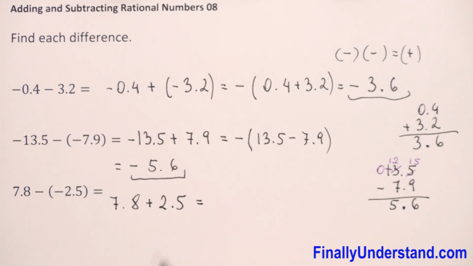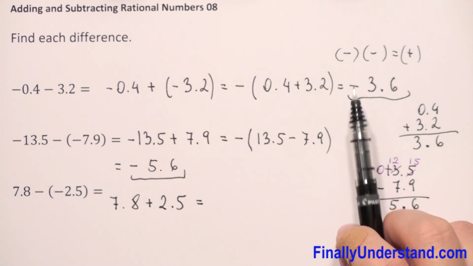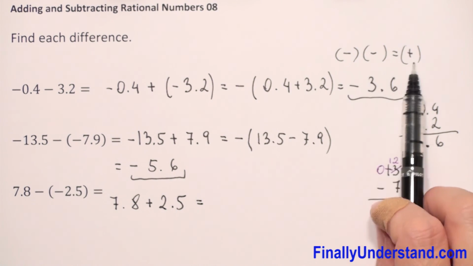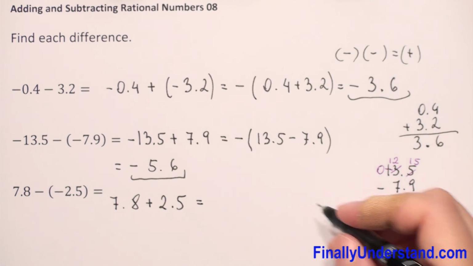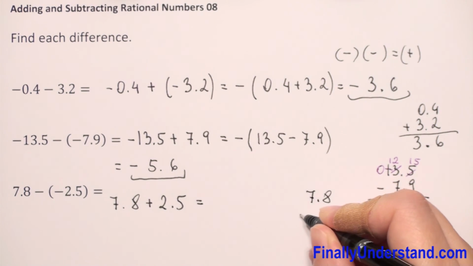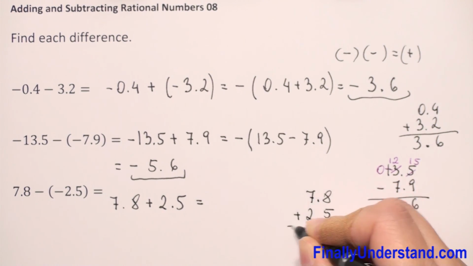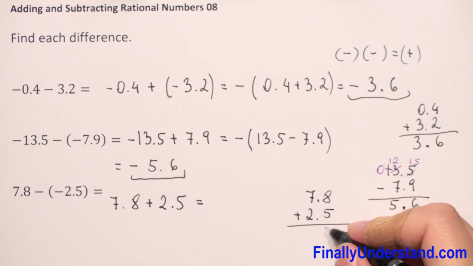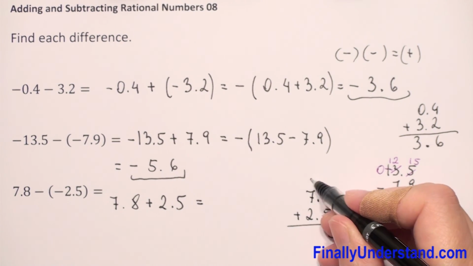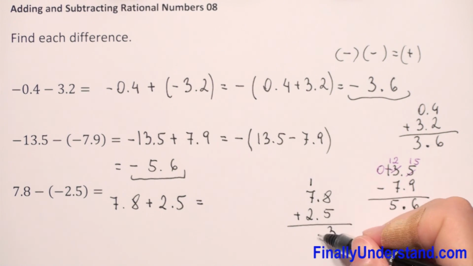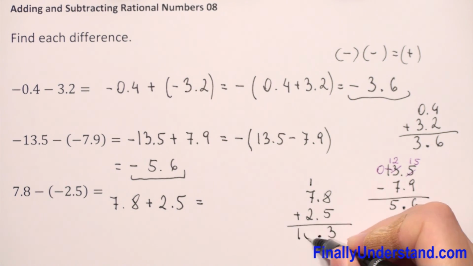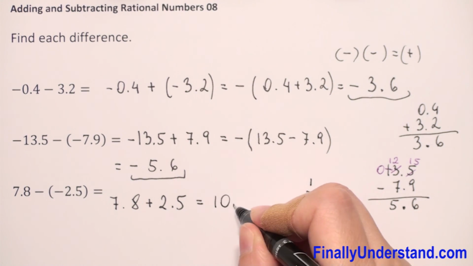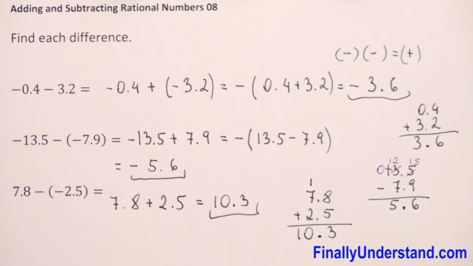So we have addition of two positive numbers, or we will memorize this, that two negative signs give you a positive. So negative and negative, we can rewrite as positive. So we have 7.8 plus 2.5. 8 plus 5 is 13, so we have 3, and we add 1 to the ones. We copy the decimal point. 1 plus 7 is 8, plus 2 is 10. So we have 10.3. This is my solution.